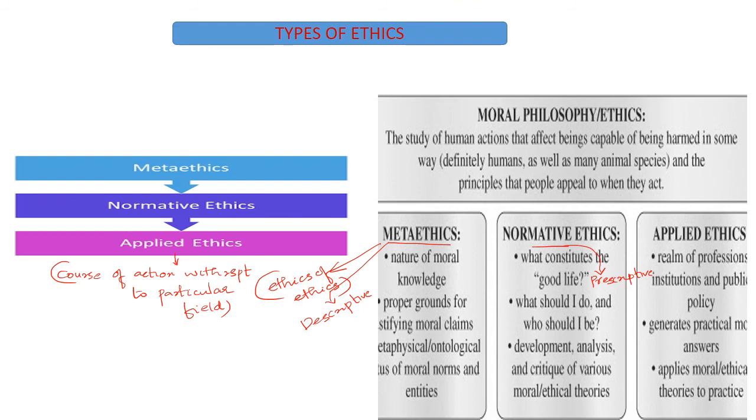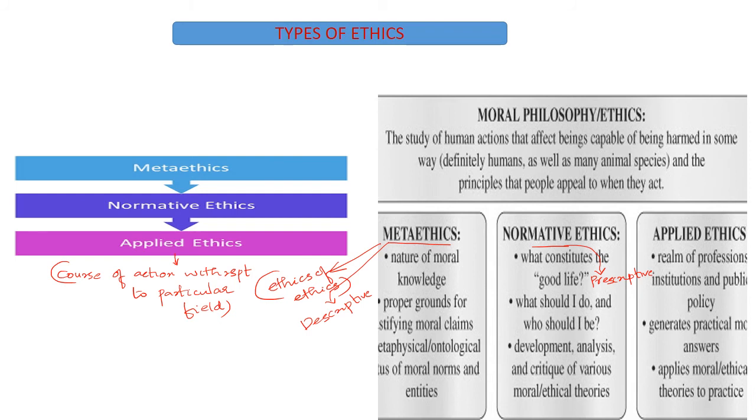So meta ethics means the nature of moral knowledge. It is a descriptive branch of ethics. It deals with the understanding of the basis, on the basis of what criteria, we have to distinguish what is right and what is wrong. So it is the foundation of moral values, attitudes and behavior. So that is meta ethics. We can call it the ethics of ethics, right?